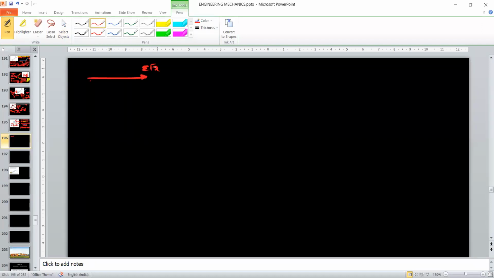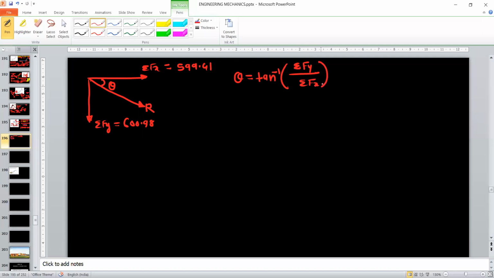this is the summation Fx and this is the summation Fy. So this is equal to 600.98 and this is 599.41. So this is the resultant and this is the angle theta of the resultant. Theta you can find by using this formula, tan inverse of summation Fy upon summation Fx. So this is equal to tan inverse of 600.98 upon 599.41.